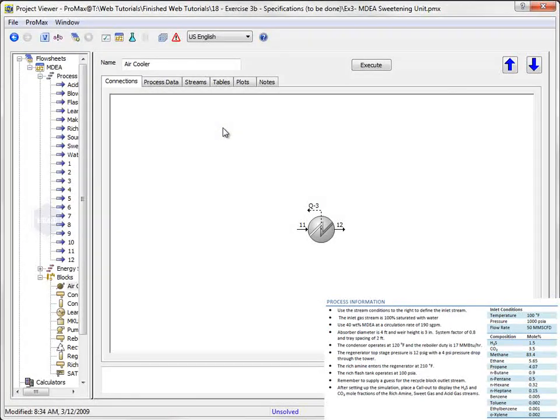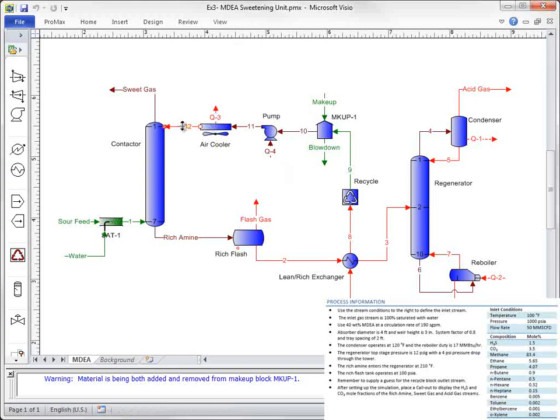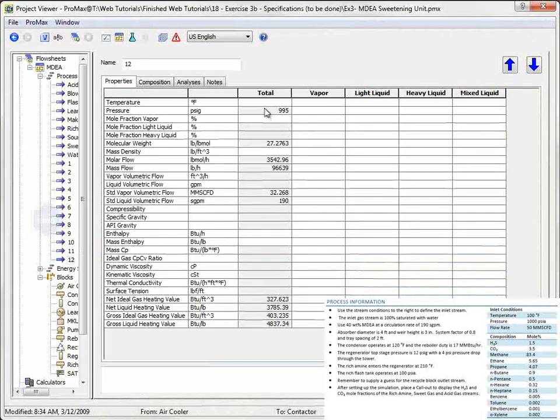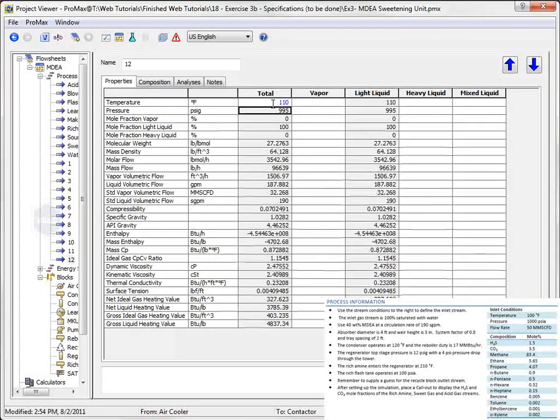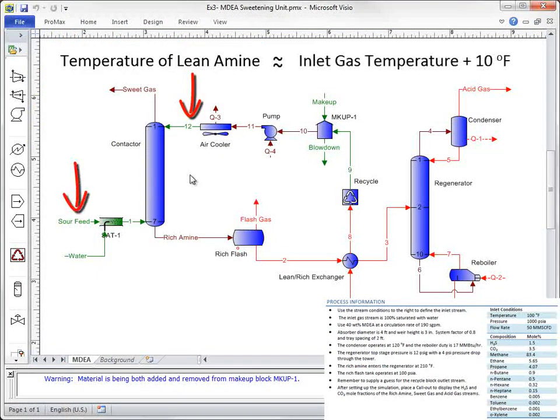The air cooler should have a pressure drop set. I'll use 5 psi. The outlet temperature is also set. I'll use 110 degrees Fahrenheit. A typical rule of thumb is to keep this temperature approximately 10 degrees above the inlet gas temperature to minimize hydrocarbon condensation and foaming issues.